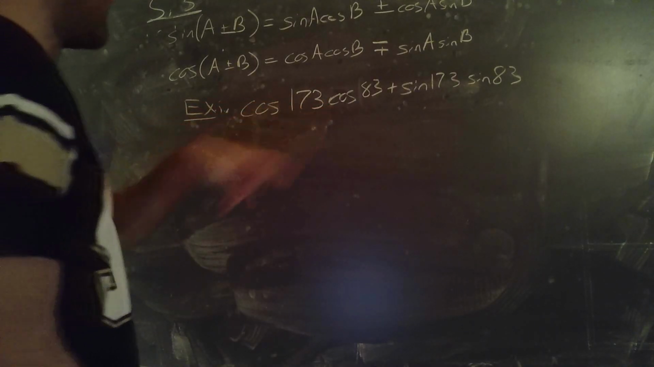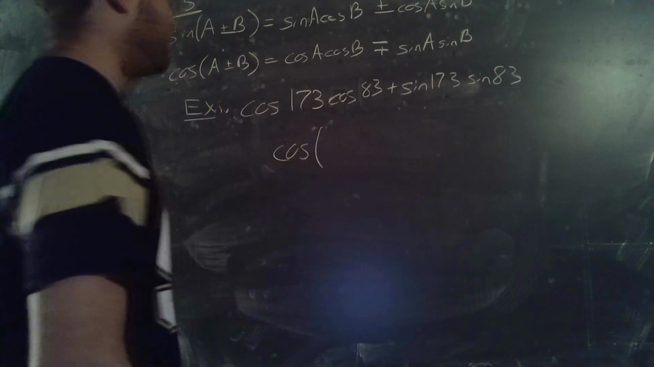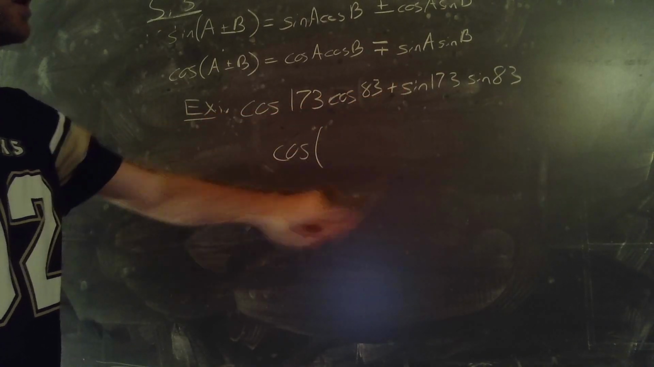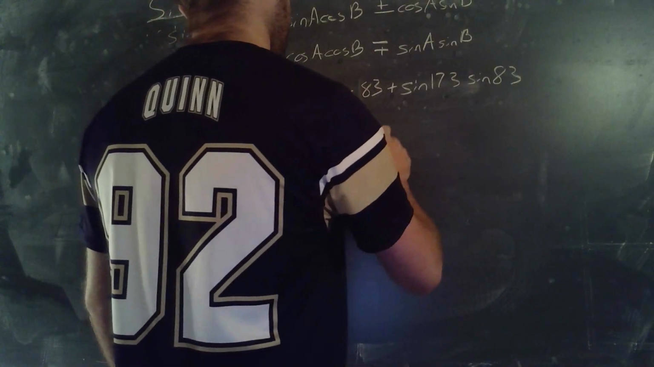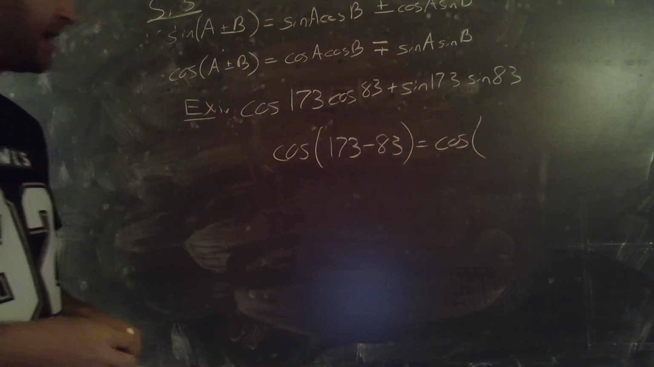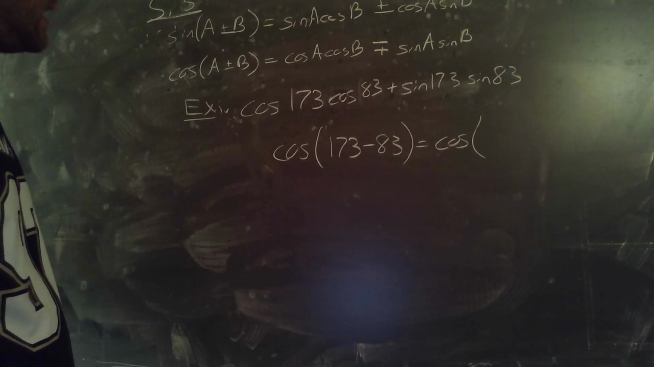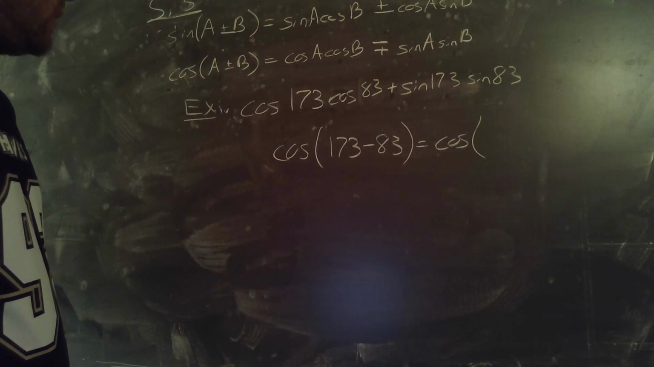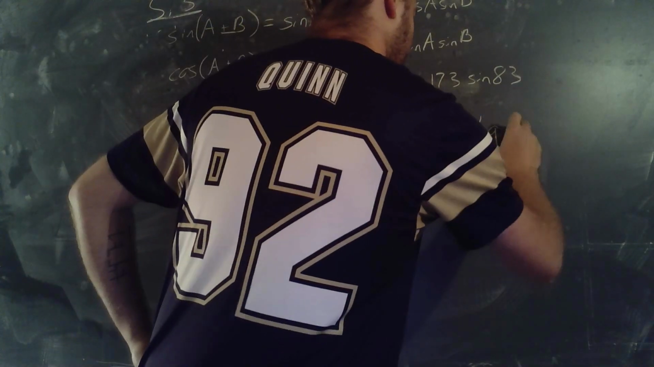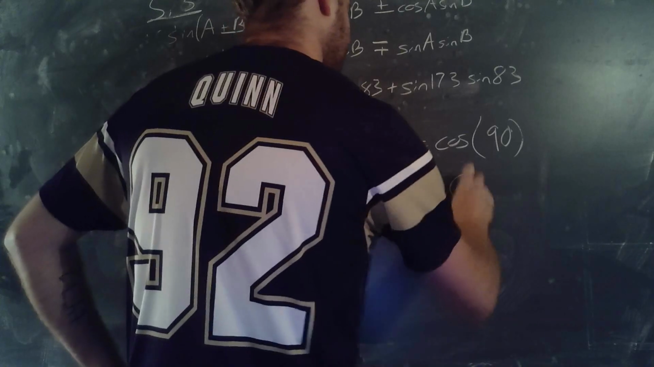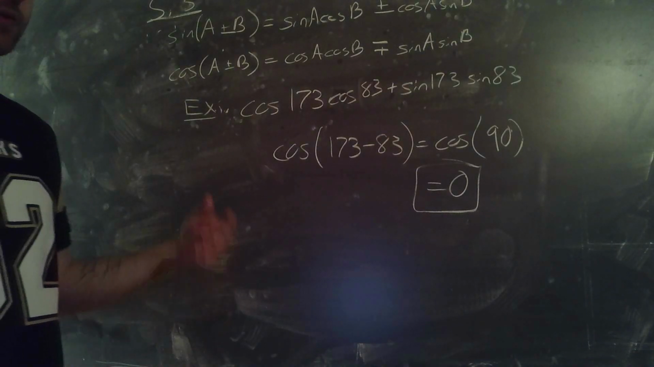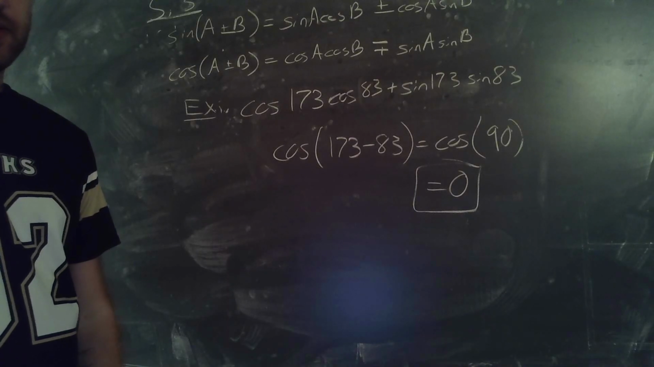When the cosines are together, that tells us this is the same thing as cosine of something. And then it will actually be the opposite of whatever this symbol is here in the argument. So we'll have 173 minus 83, which is the same thing as writing the cosine of 90 degrees, because 173 minus 83 will end up being 90. Okay, but the cosine of 90 degrees is just 0. So we can see very clearly that we're able to go both forwards and backwards using these sum and difference identities.